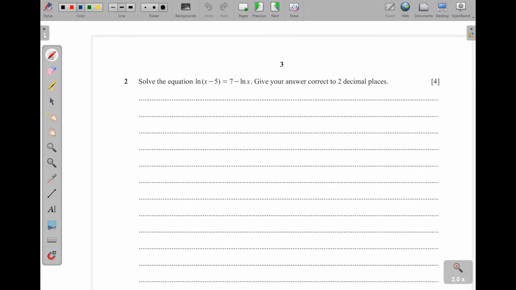Question 2 is coming from logarithms. We have to solve the equation natural log of (x minus 5) is equal to 7 minus natural log of x. Give your answer correct to 2 decimal places.